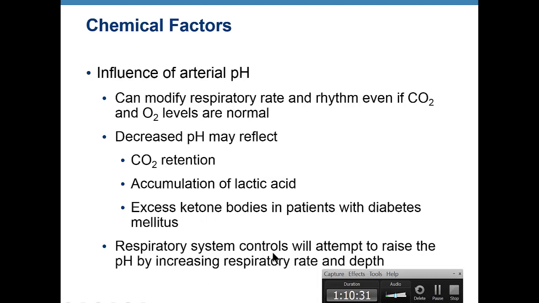So the respiratory system will try to raise the pH by increasing the respiratory rate and depth. There's a special name, it's called Kussmaul's breathing. Kussmaul's breathing is increased respiratory rate and depth. So if someone has low pH, has any of these conditions listed here, we're going to see them breathing like this. It's rapid, but it's deep, isn't it? And that's Kussmaul's breathing. I've seen it in patients. I've seen it in kids that have DKA. So look for that. You can say, something's wrong there.